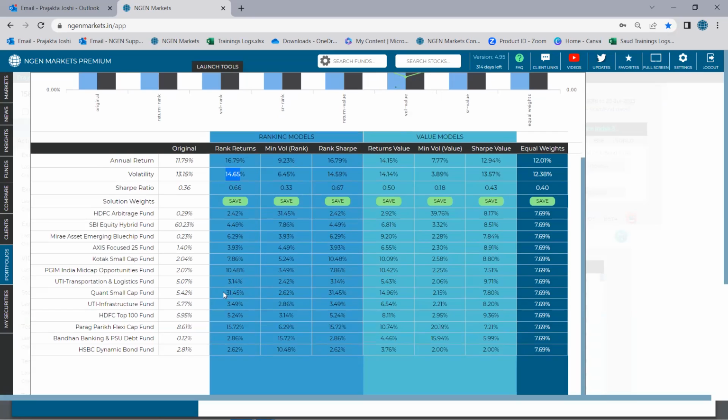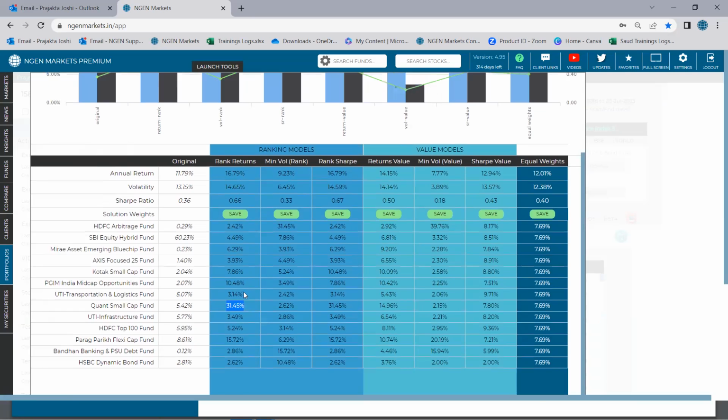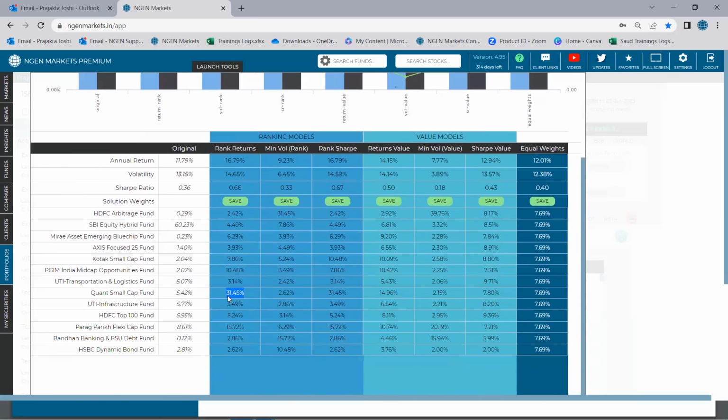So in this case, we can see that the highest allocation is being made to quant small cap fund. So for the time period under consideration, 1st of January 2018 onwards, quant would have given the best return among the entire lot that we have here. And therefore, this particular model is giving the highest amount of weightage among all the 13 items to this quant small cap fund as a particular component in the portfolio. So as you can see, the allocation is 31.45.